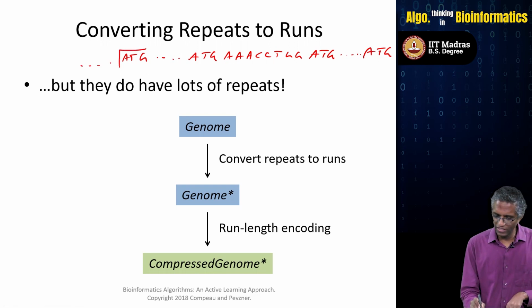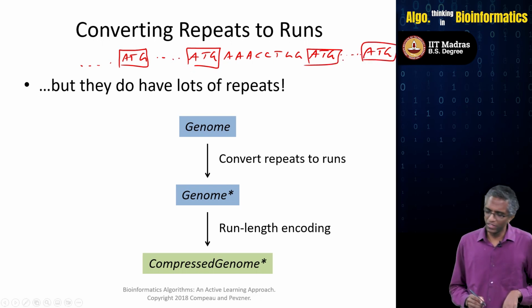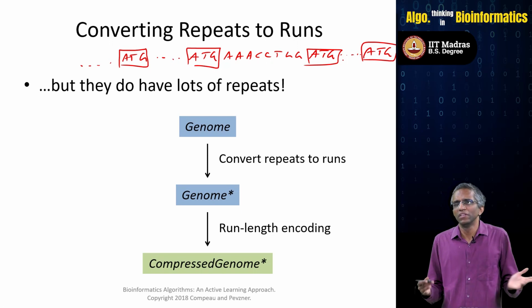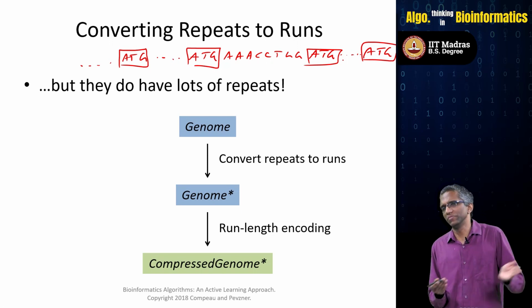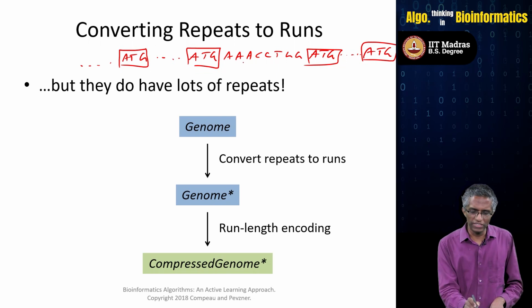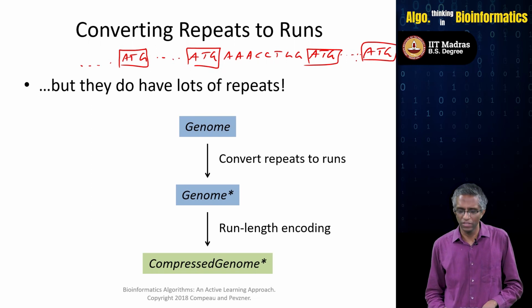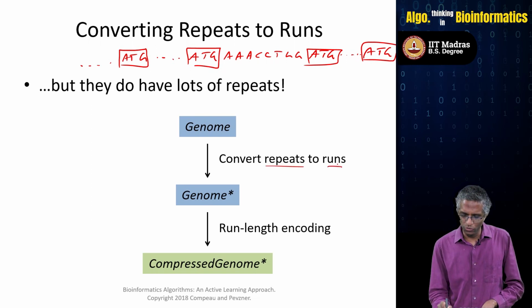So the ATG may be repeating multiple times in different parts of the genome. Similarly, different k-mers for some small k could occur in different parts of the genome, right? And so these kinds of repeats can occur, and how can we exploit that property of repeats? By converting the repeats to runs.